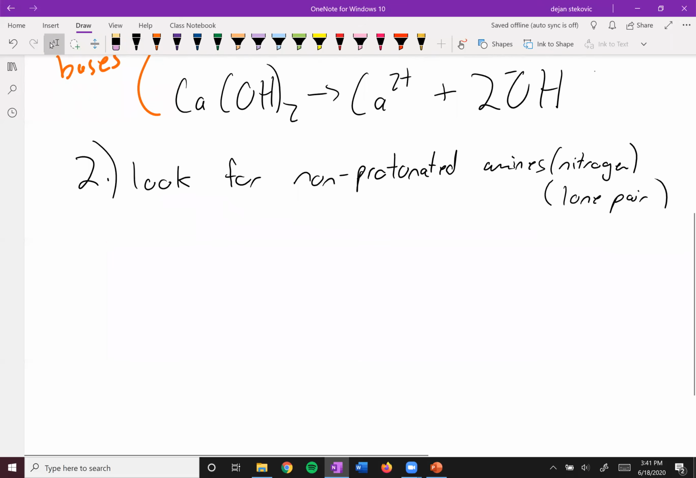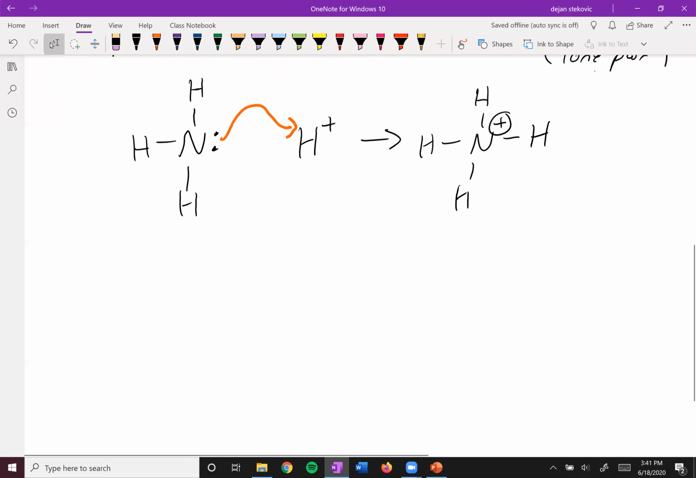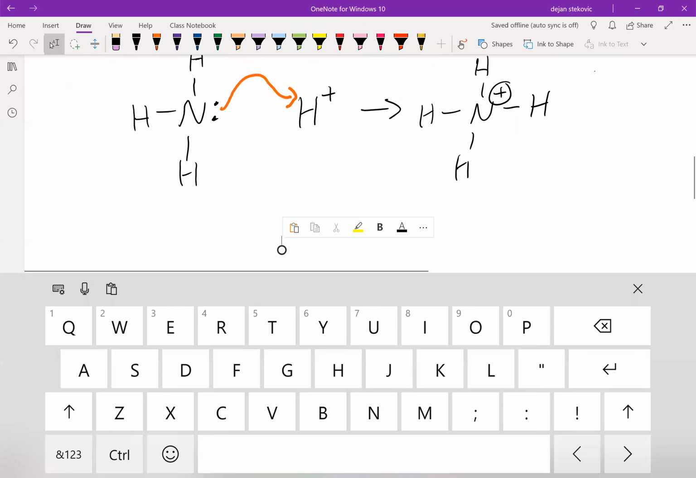So for example, if we have ammonia, although this indeed does have hydrogens on it, we say it's not protonated because it doesn't have just a proton on it, right? This guy right here can use this lone pair to form a bond with an H plus and then form NH4 plus. And so you can see here it's acting as a base. And so it's important that you have this lone pair free.